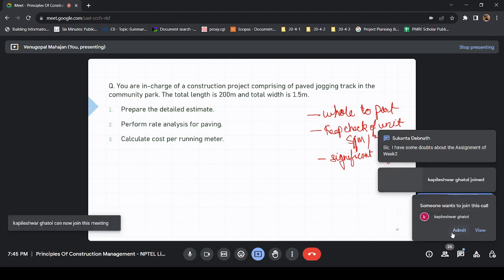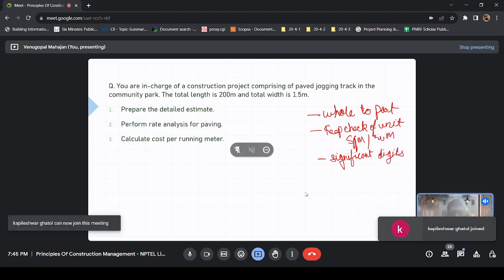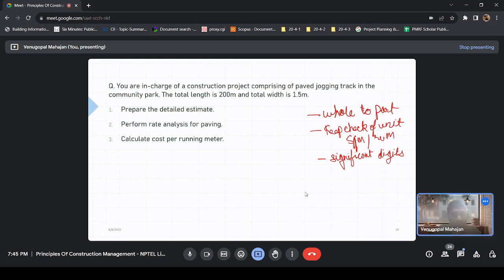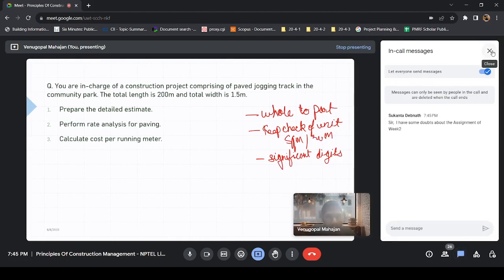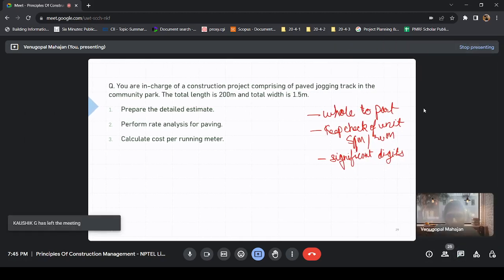Before moving into this question, this is quite important. Anybody who has questions related to assignments? First assignment given, sir. Next, second. Is the submission date for the second assignment over?